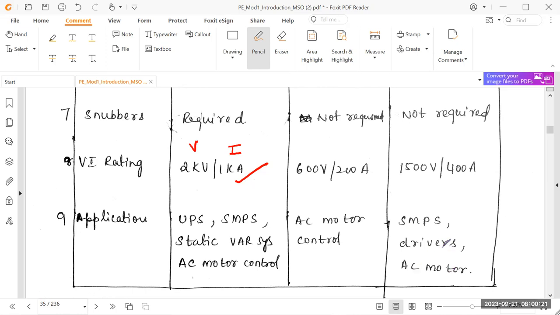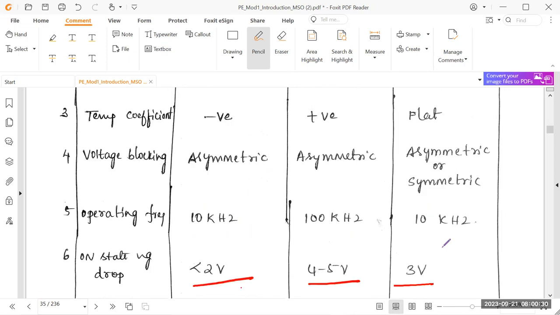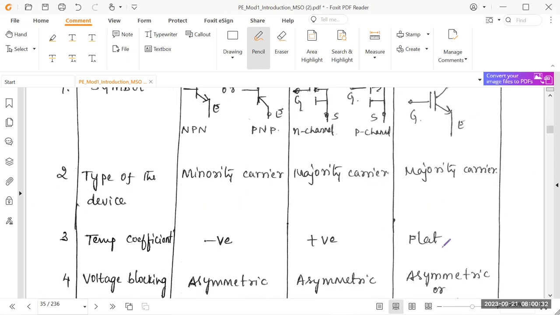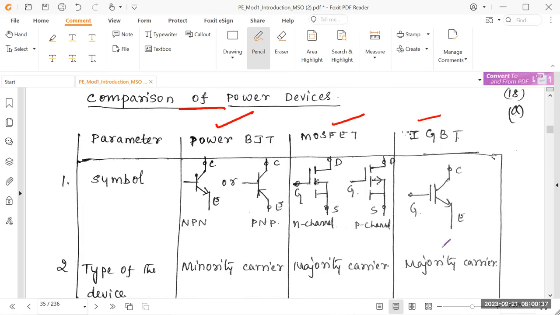So this is the comparative analysis of power BJT, MOSFET, and IGBT, and how we can analyze the power devices. We have seen different power devices in the earlier lectures, and for those power devices like power BJT, MOSFET, and IGBT, we have made one analysis here, and this is the comparative analysis of the three power devices. I hope it's clear to you.